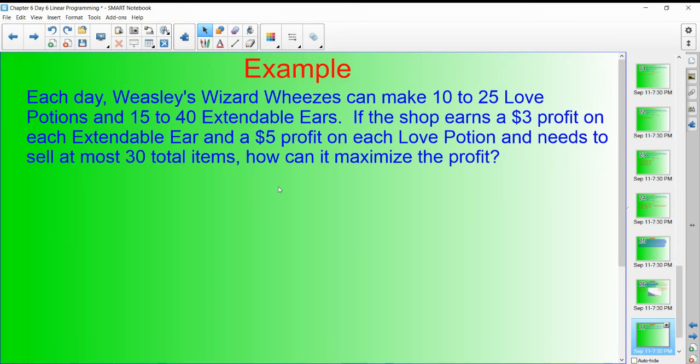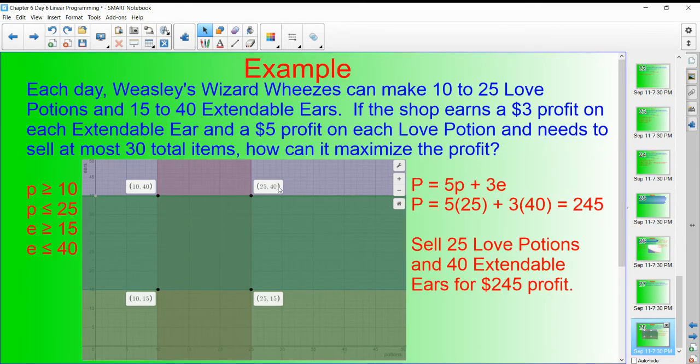Okay, this one we actually only have horizontal and vertical lines, which could happen. We have to make greater than or equal to 10 potions, but less than or equal to 25 potions. Here, same thing: greater than or equal to 15, less than or equal to 40. I test all 4 of these points.